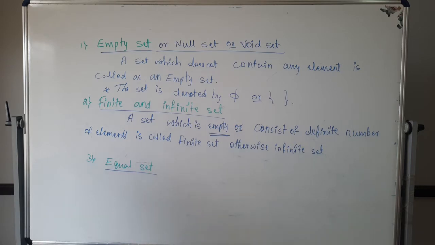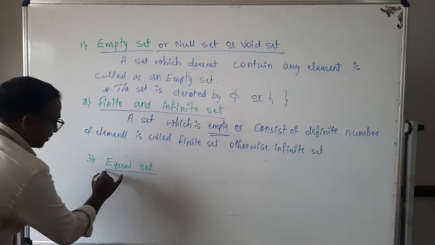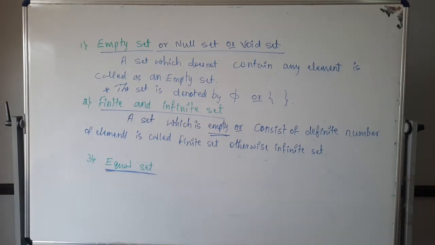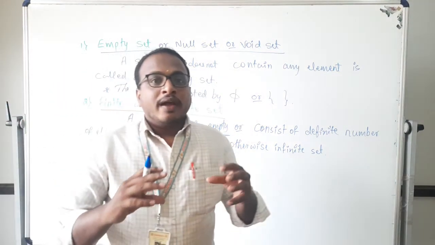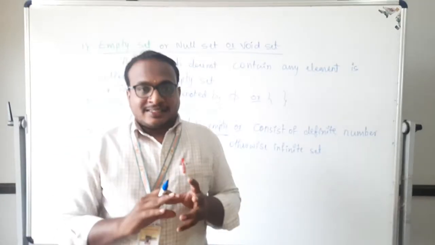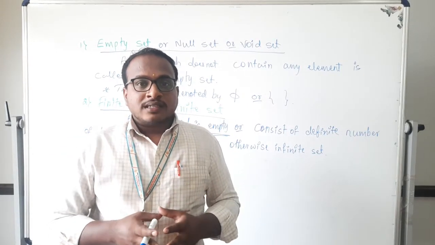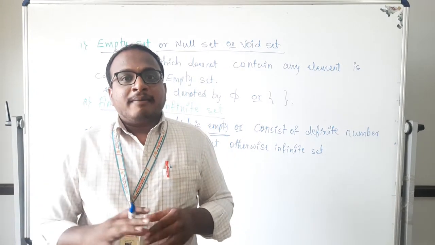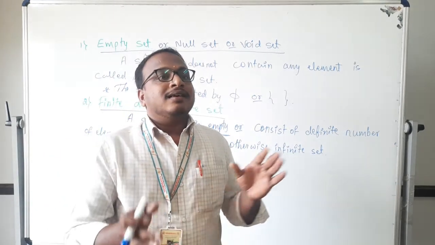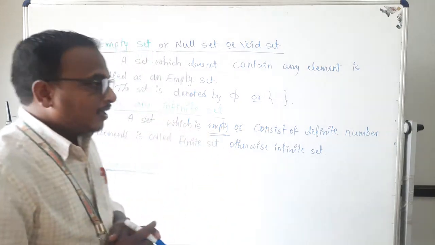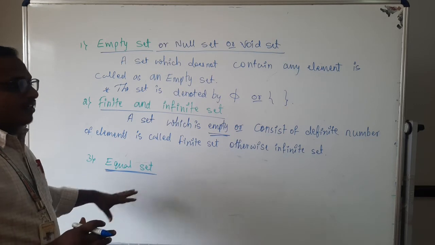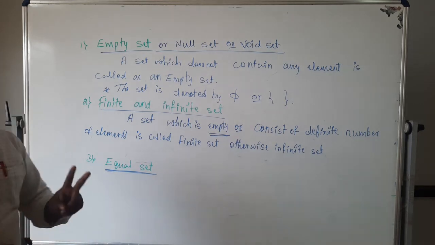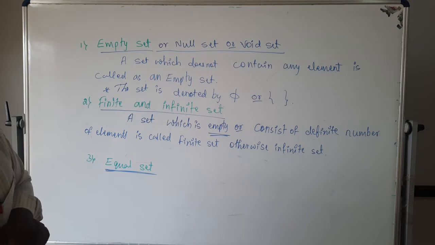Next, equal set. The name indicates equal, so we know that two sets must be the same. We have to compare between two sets. We know whether they are equal or not only when we compare the two sets. For the definition of an equal set we have to consider two sets.